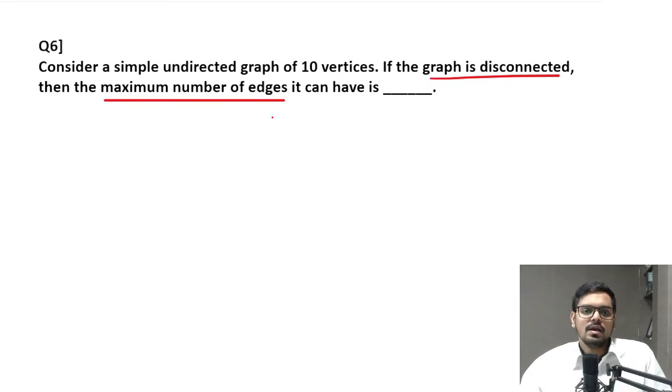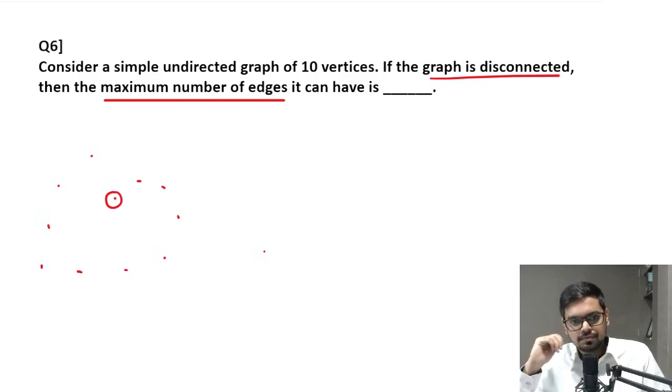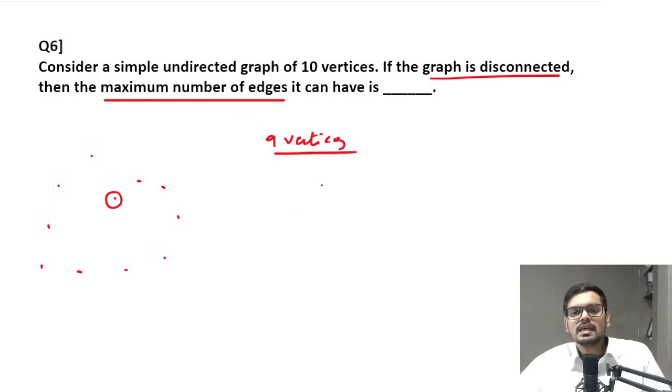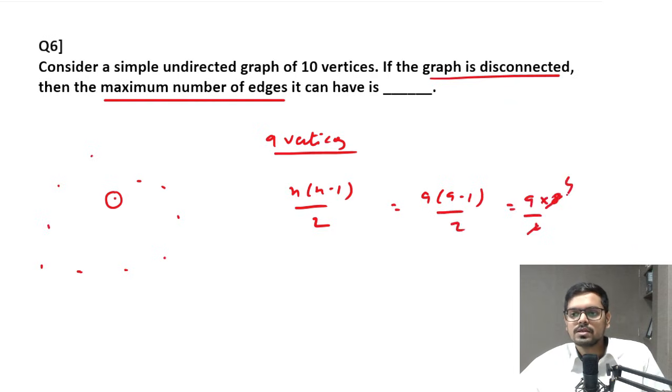So basically among those 10 vertices, you make one vertex isolated, and then you check what is the answer. Then we have 9 vertices, so K9 gives n into n minus 1 by 2 as the maximum number of edges, which is 9 into 9 minus 1 by 2, which is 9 into 8 by 2, the answer is 36. This is one way to solve.